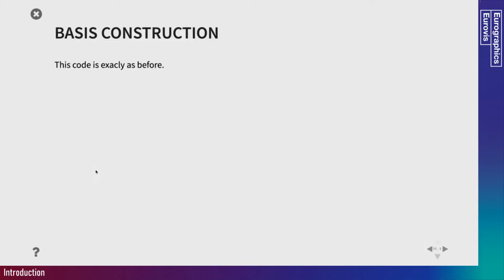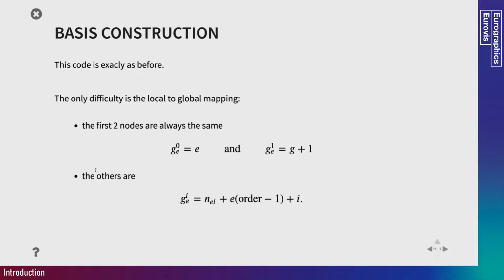So now we can construct the basis with exactly the same code we had before. The only major difference is how we want to do the local to global mapping. Before, we had only 2 nodes, and the first node was E and the other one was E plus 1. Now, since we are doing higher order elements, for the other higher order nodes, what we want to do is take the total number of elements, multiply by E, and add 1. So this again looks extremely complicated, but it's not. For example, the first higher order node of the first element will just be the number of elements.